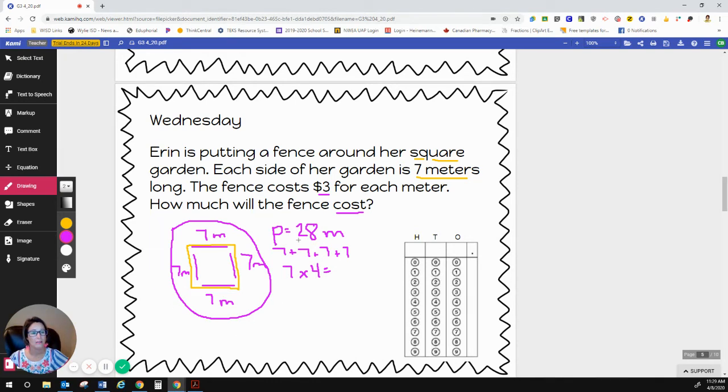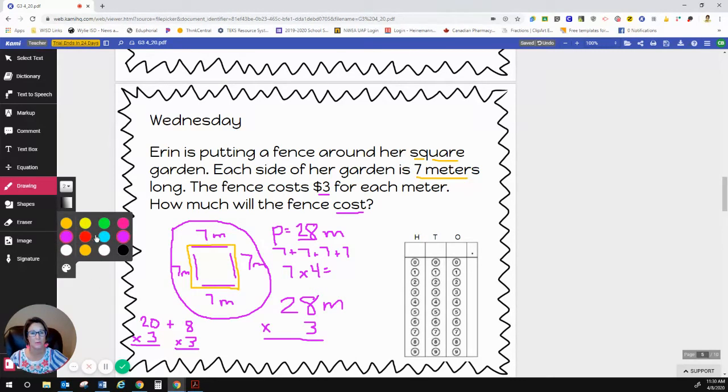So I need to take my meters that I have, 28 meters of fencing. And I know that for every 1 meter, it's going to cost me $3. So I can multiply 28 times 3. You can do it in that standard way, or you can do it in that partial product way that we've done before, where I take 20 plus the 8 and multiply each one in groups of 3. Either way, give that a try. Come back when you're ready.